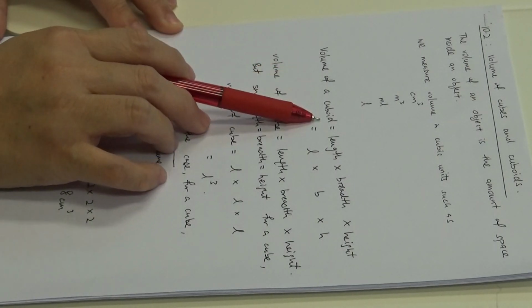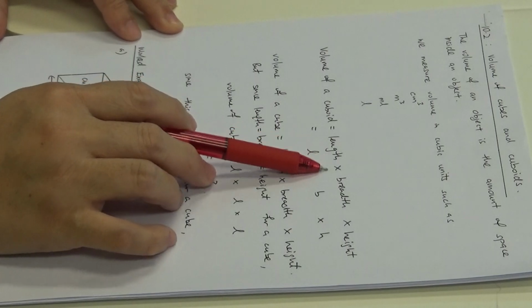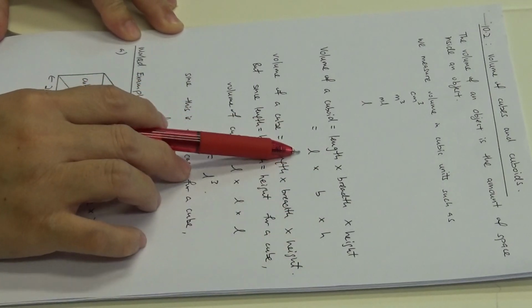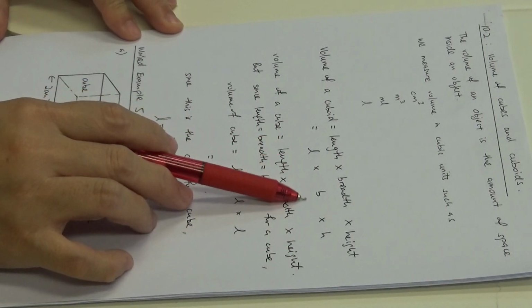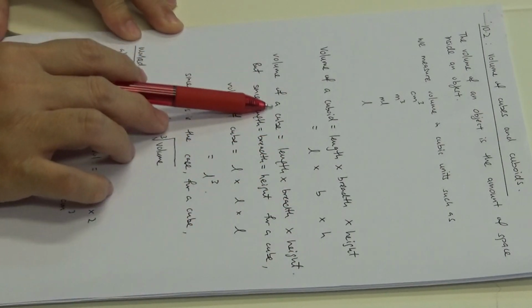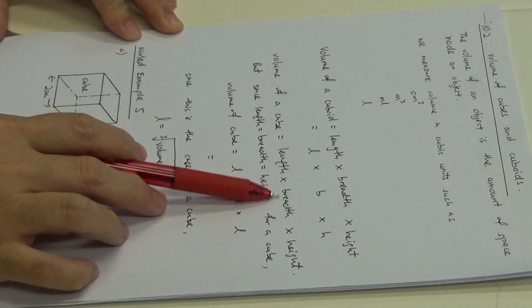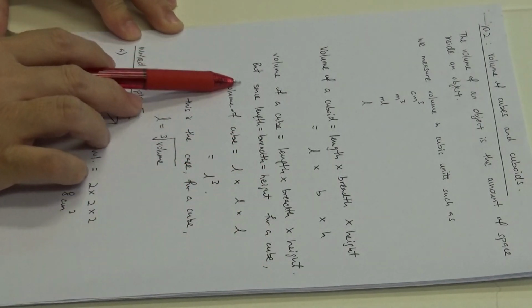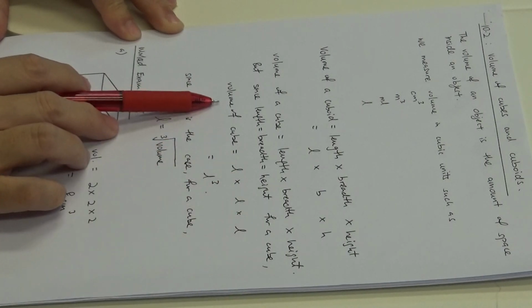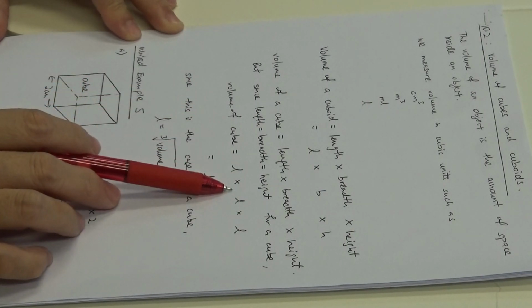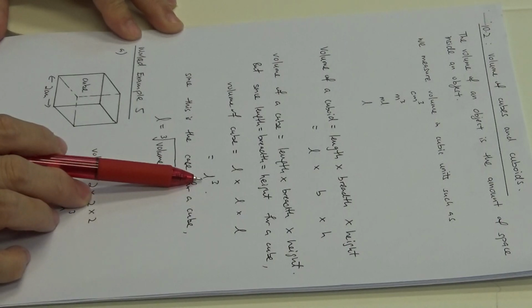you the volume of a cuboid is equal to length times breadth times height. So it's length times breadth times height, as short form, L times B times H. Now the volume of a cube is also length times breadth times height. But since length is equal to breadth is equal to height for a cube, the volume of a cube is L times L times L, which will be L cube.